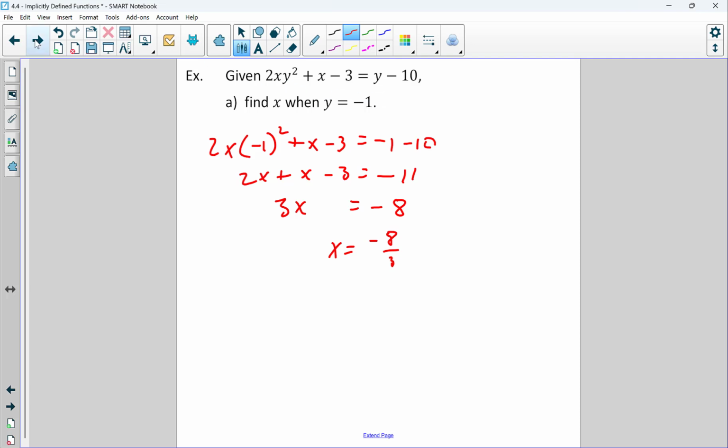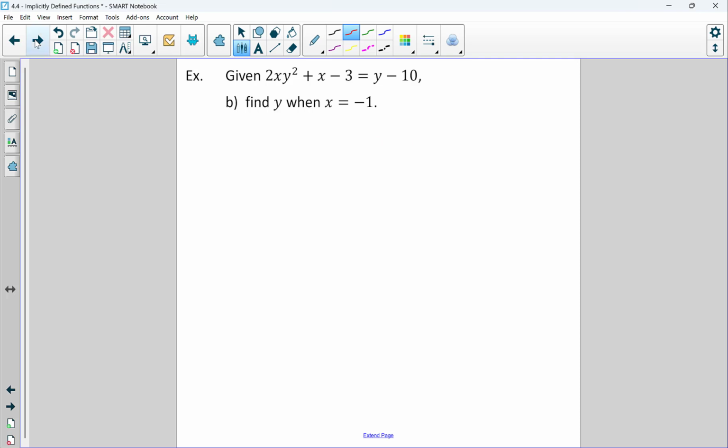Let's try this again. Same function. This time I want you to find y when x is -1. Pause here, play when you're ready. Of course, this one was a little bit more challenging because of course it was. Plug in -1 for x. I have 2(-1)y² + (-1) - 3 = y - 10. So let's clean up what we can clean up. I see this would just be -2y². That's going to be -4 equals y - 10.